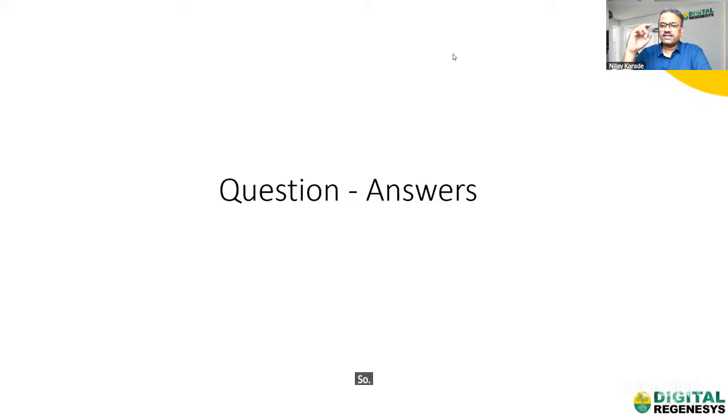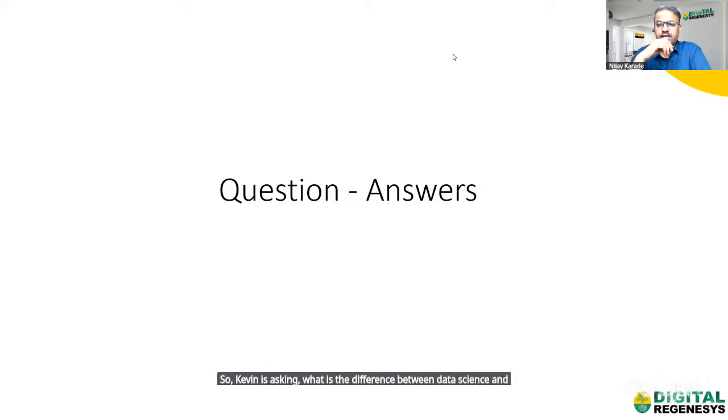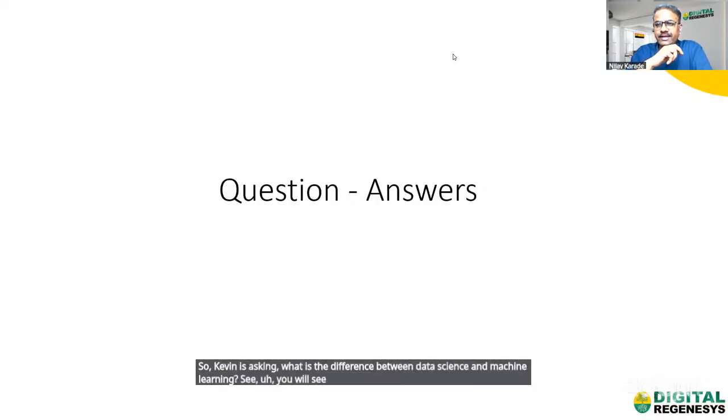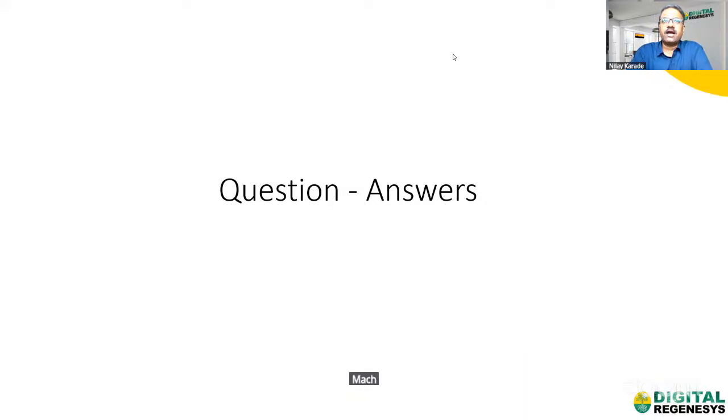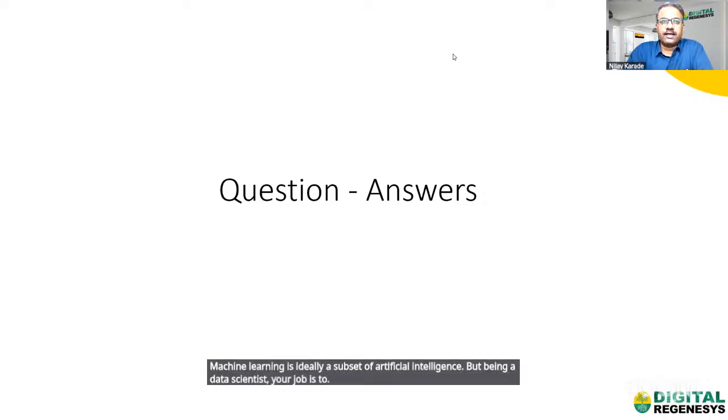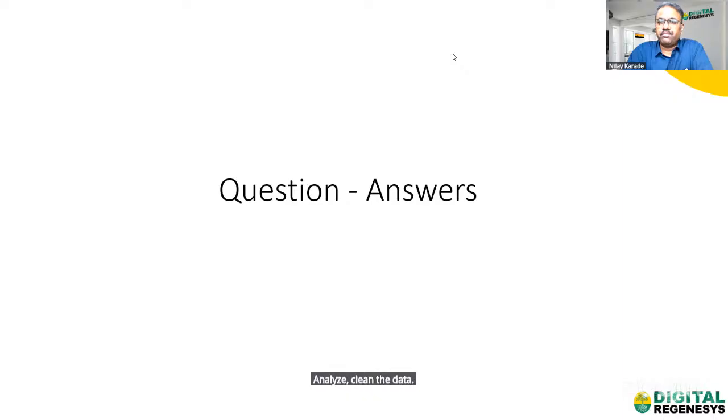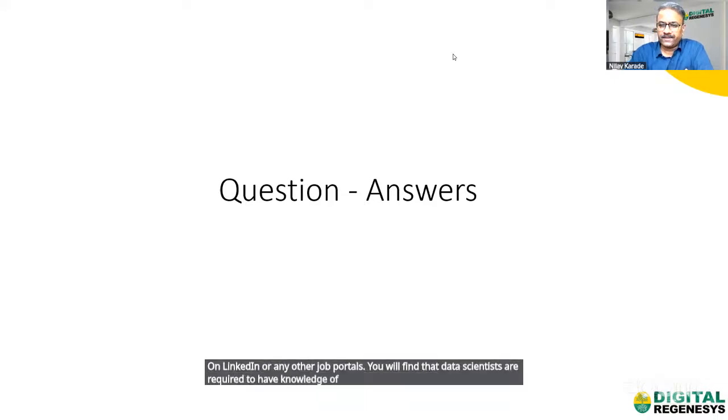So Kevin is asking, what is the difference between data science and machine learning? See, you will see that there is an overlapping when it comes to data science and machine learning. Machine learning is ideally a subset of artificial intelligence. But being a data scientist, your job is to analyze, clean the data, and then build predictive systems. And to build such predictive system, you require knowledge of machine learning, right? So just check any job description on LinkedIn or any other job portals. You will find that data scientists are required to have knowledge of machine learning.